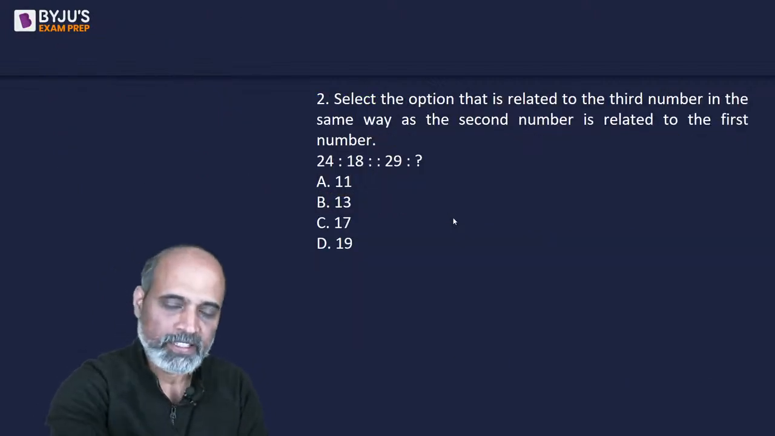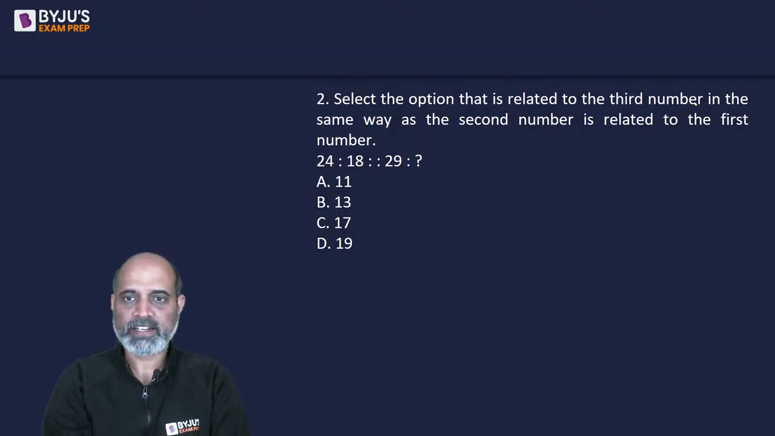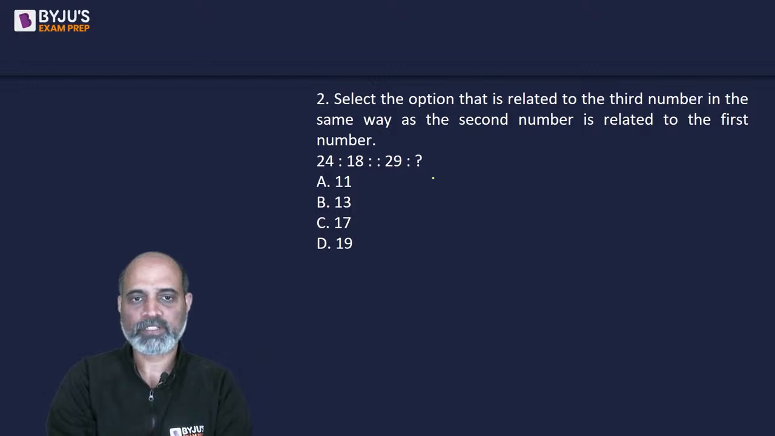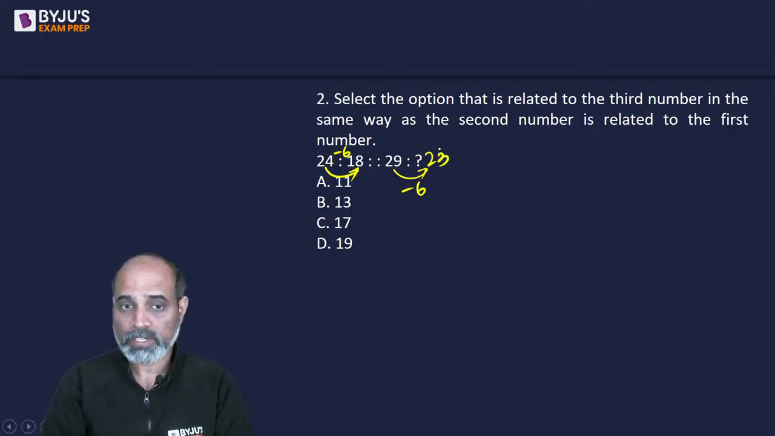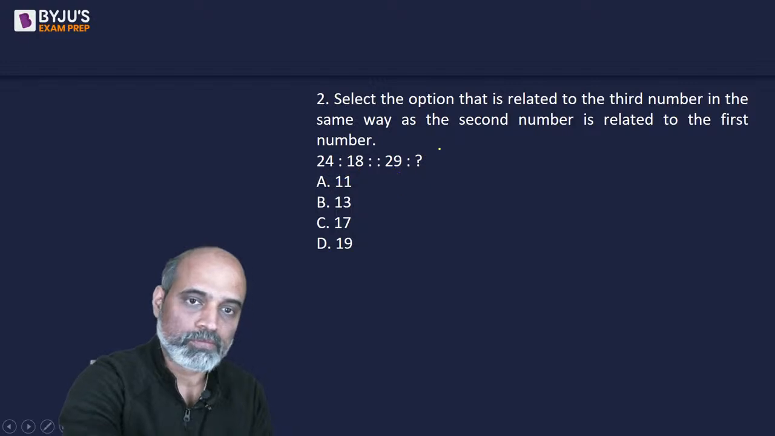Okay, next. Select the option that is related to the third number in the same way as the second number is related to the first number. So 24 and 18, how are they related? We can say that this is 6 less. If I use the same logic, 6 less would be 23, but we do not have an option, right? So this is not true.